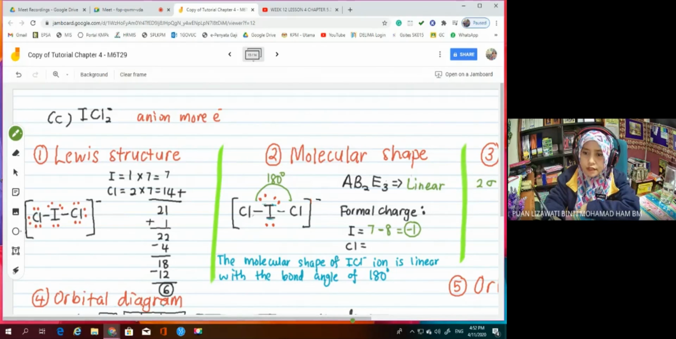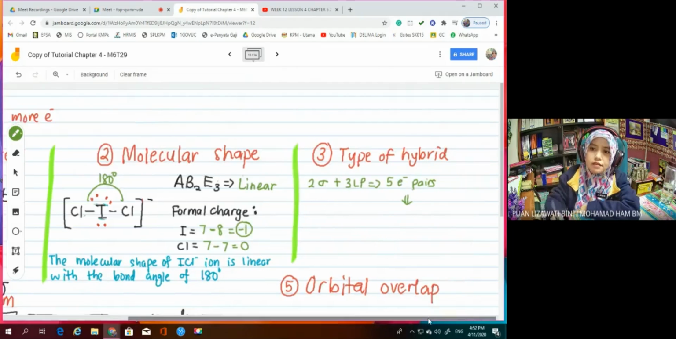For the chlorine, we want to make sure whether this is neutral or has a charge. Chlorine has 7 valence electrons, so minus 1, 2, 3, 4, 5, 6, 7. So it equals 0. Okay, next we move to the type of hybridization.